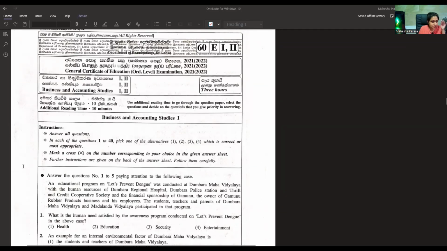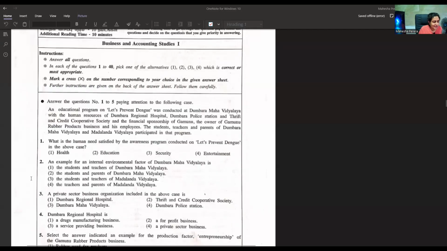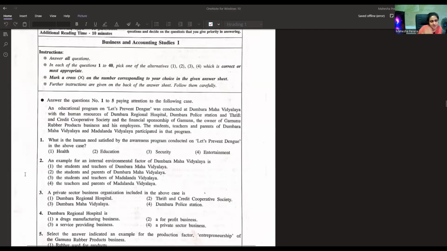I told you to do the first 25 MCQs of the 2021 O Levels, so it's time to discuss this. Before that, let me tell you, for grade 10s, the class is in the first week of every month. But for grade 11s, you're getting 2 classes, so even next week we have a class from 8 to 9.